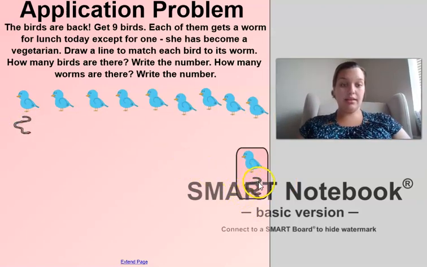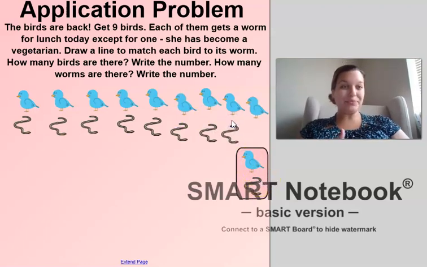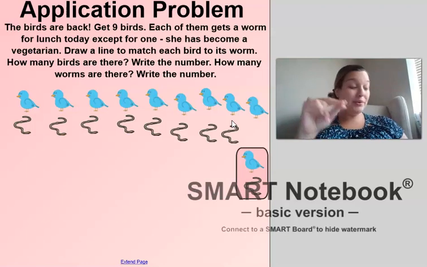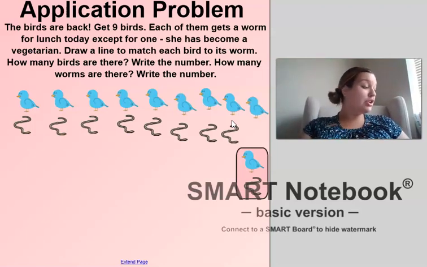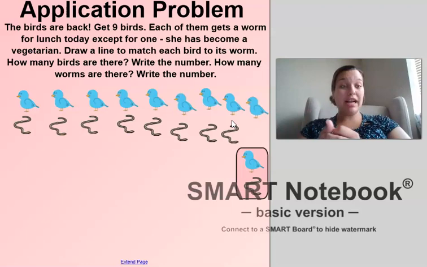1, 2, 3, 4, 5, 6, 7, 8. Okay. So do we have enough worms for every bird to have 1? No, but that was our goal. We wanted to show 1 less. That's our whole objective today.